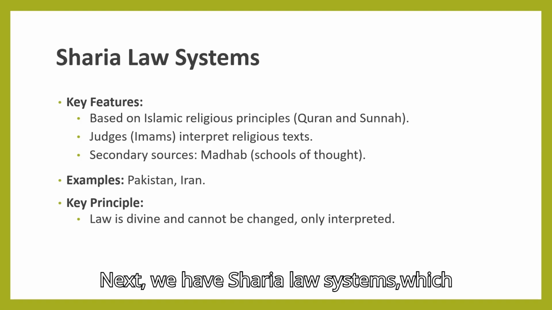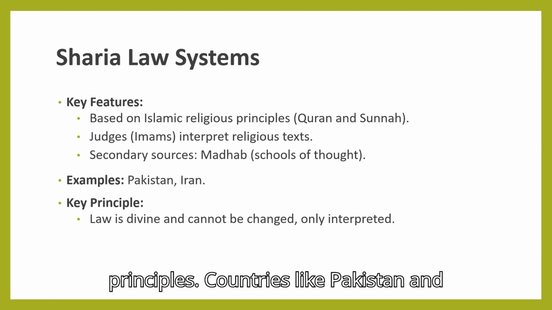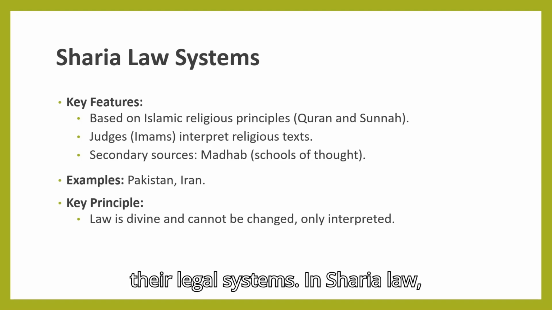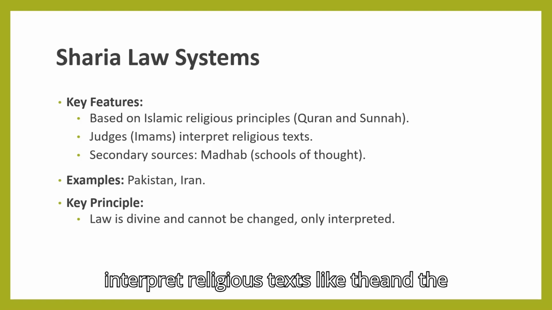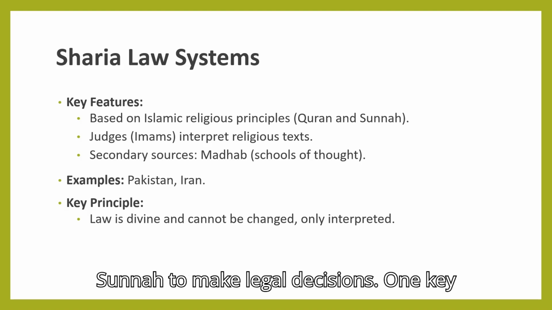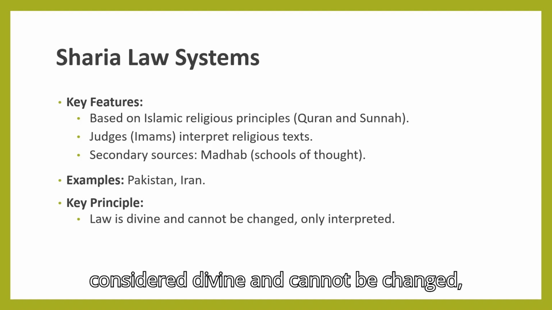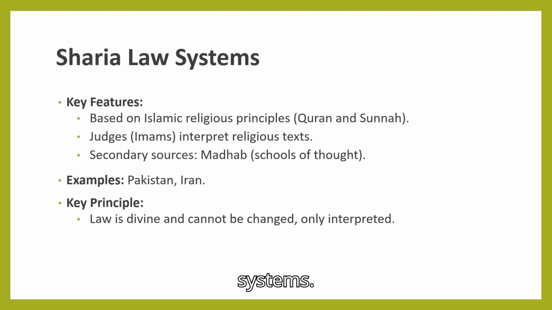Next, we have Sharia law systems, which are based on Islamic religious principles. Countries like Pakistan and Iran use Sharia law as the foundation of their legal systems. In Sharia law, judges, often called imams, interpret religious texts like the Quran and the Sunnah to make legal decisions. One key principle of Sharia law is that it's considered divine and cannot be changed, only interpreted. This makes it unique compared to common law and civil law systems.